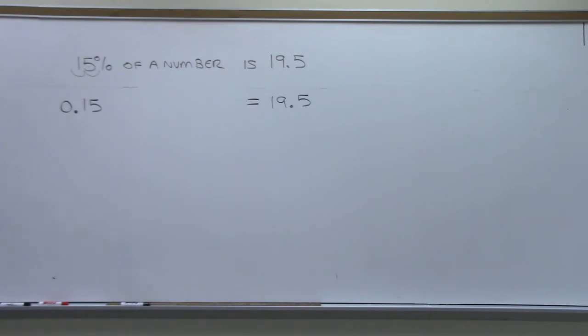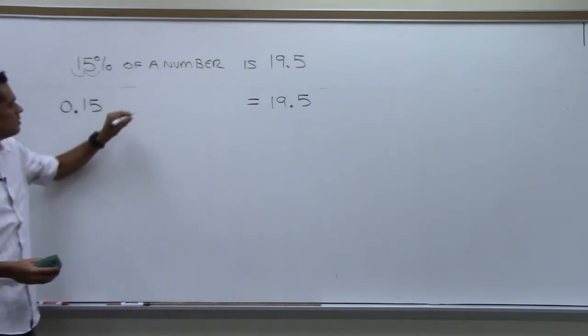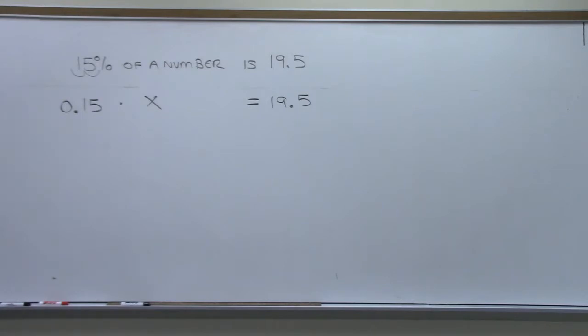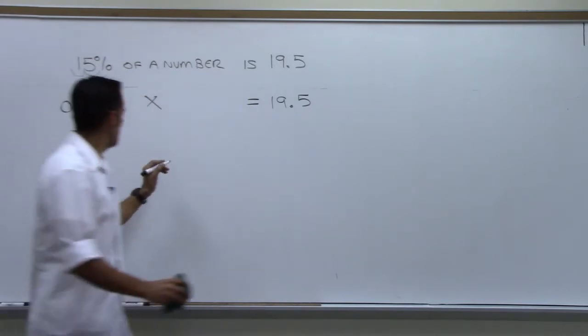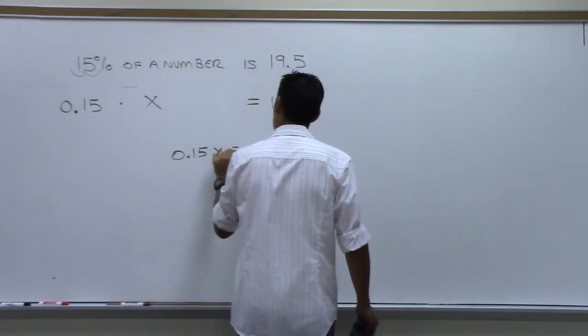We're missing the linear part. Where's the x? "Of a number." Of a number, right? So "of a number" is your times x. What do y'all think? That's it right there. We have the equation: 0.15x equals 19.5. So I'll just clean it up. 0.15x. Thank you, Caesar, for being brave.